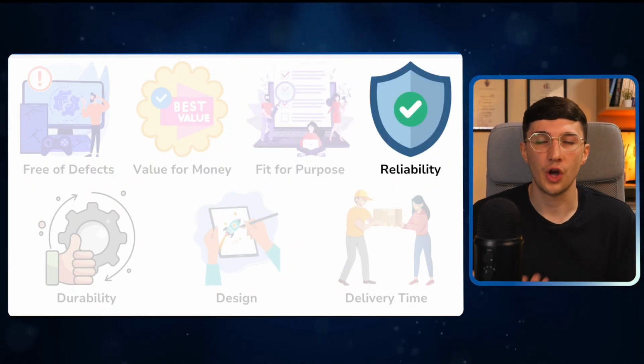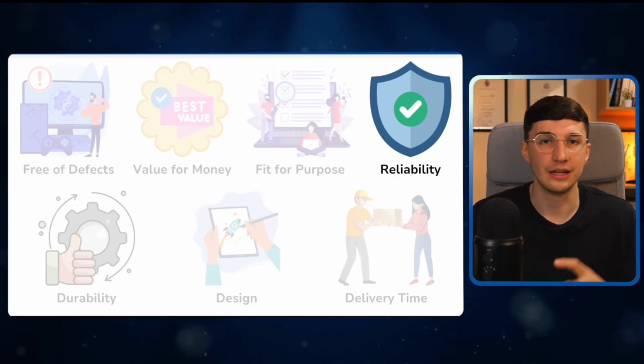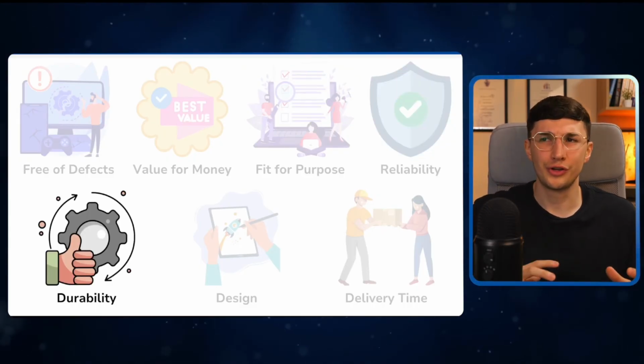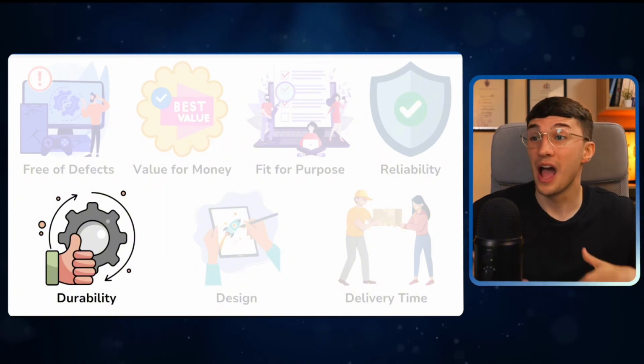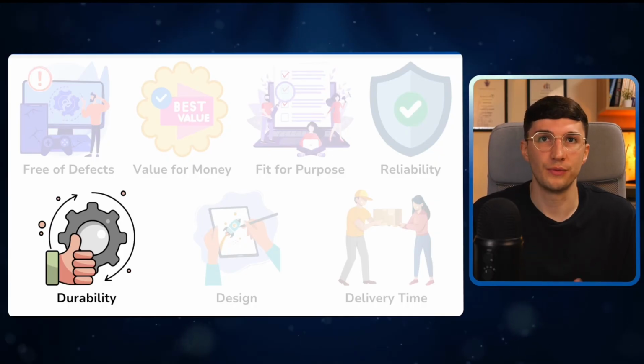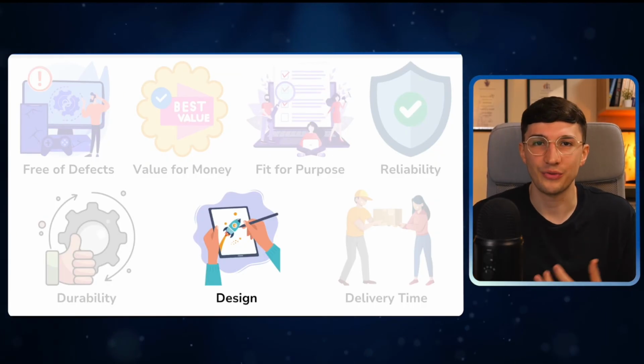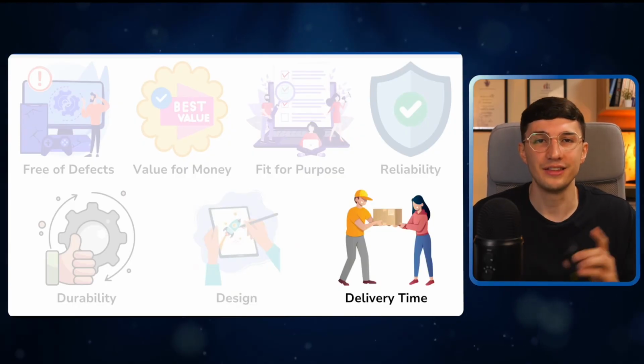We can also look at the reliability of the operations and of the business. So is it consistently delivering on good quality? We also want to look at the durability of the product. So how long does it last for? Does it break really easily? Do you provide the customers with, like, a 10-year guarantee, for example? And the design of the product, so is it aesthetically pleasing? And finally, the delivery time.